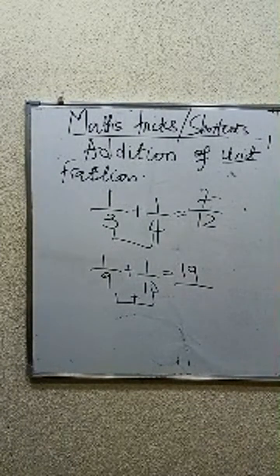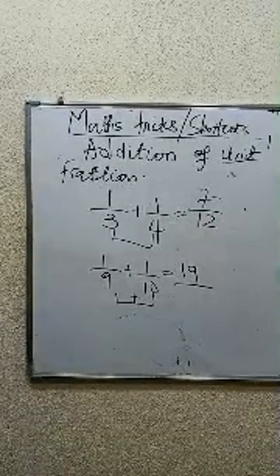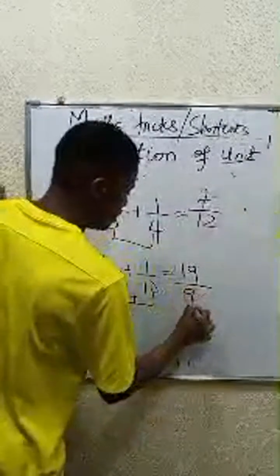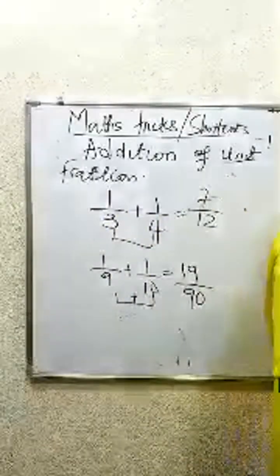9 times 10 is what? 90. Correct, you are right. So the answer is 19 over 90. Very easy. This trick is very, very efficient.